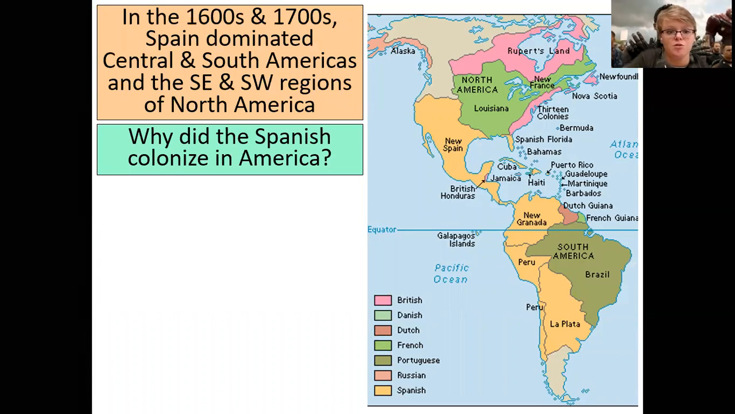In the 1600s and the 1700s, Spain dominated the Central and South America regions and the Southeast and Southwest regions of North America. So they dominated South America, they dominate Central America, and then they are going to take over Florida and basically what's part of the plains these days. The French are really going to settle in Louisiana territory as well as the Ohio River Basin. And the British don't really get started until far later.